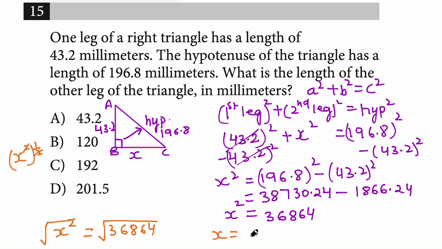So we are left with x is equal to plus minus 192. Now, whenever we do square root, we always put the plus minus sign. That's a rule. But here, because we are talking about the length of the side, which cannot be negative, we totally ignore this part and x is equal to 192. Okay, so C is the right option.